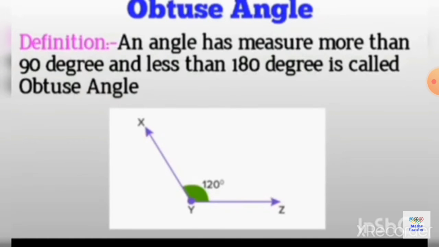Obtuse angle. Definition: an angle whose measure is more than 90 degrees and less than 180 degrees is called an obtuse angle. You see on this white page that X, Y, Z make an angle of 120 degrees. It is more than 90 degrees and less than 180 degrees. Obtuse angle. You can learn it very carefully.